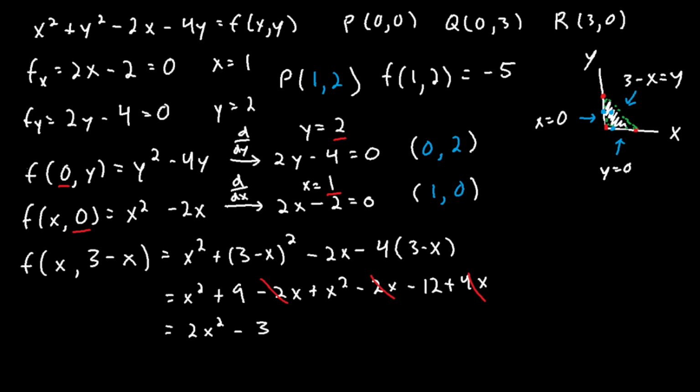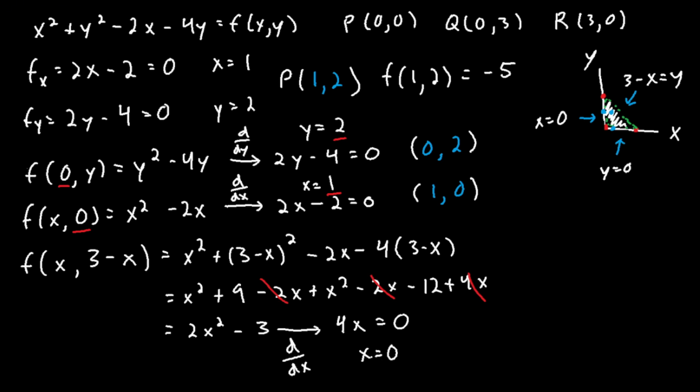Actually, you need to set this equal to 0. Oh, wait, no, we derive it first. So we derive this with respect to x because this is just our single variable here. If we derive this, we get 4x. Set this equal to 0, and x is simply equal to 0 here. If x is equal to 0, then what happens?